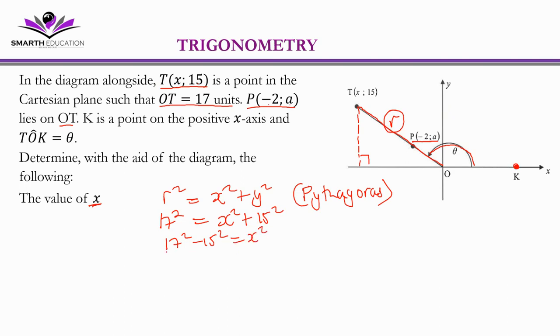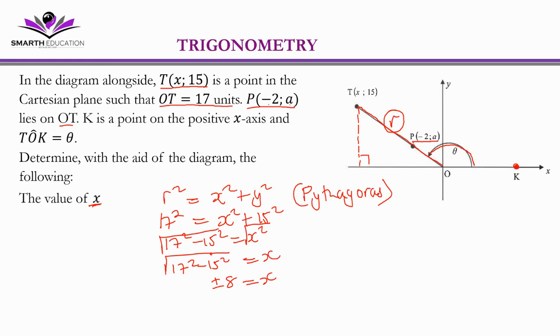Then you can square root both sides. It becomes the square root of 17 squared minus 15 squared is equal to x. The square root of 17 squared minus 15 squared can be positive or negative 8. So now, is it going to be negative 8 or positive 8?